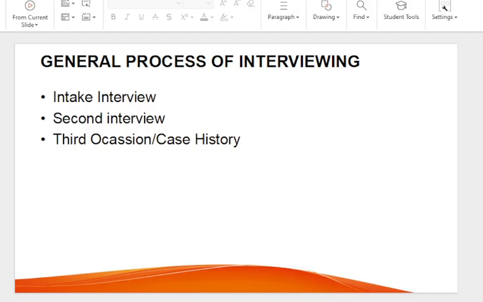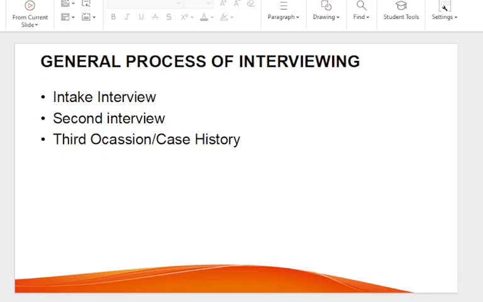Now, during the third occasion is when you start to build up the case history, where you go deep from the birth history, which features stories of conception, pregnancy, and delivery, down to their educational history, religious history, forensic history, sexual history, relationship history, and every part and function of the person's life.